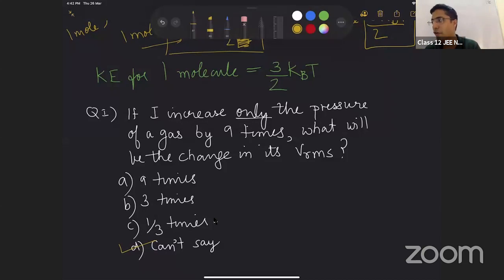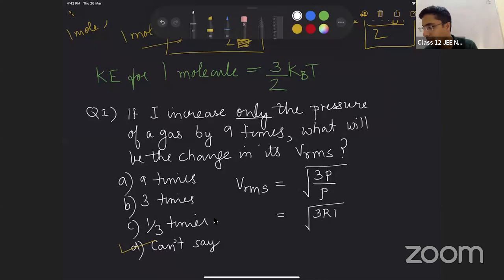We have studied 2 formulae, right? There are 2 formulae that we studied. We studied Vrms is root 3 p by rho. Correct? That's the first thing you studied. And we also studied it's also equal to root 3 RT by m naught. These are the two things we studied.